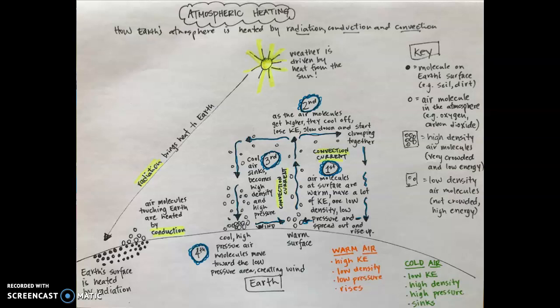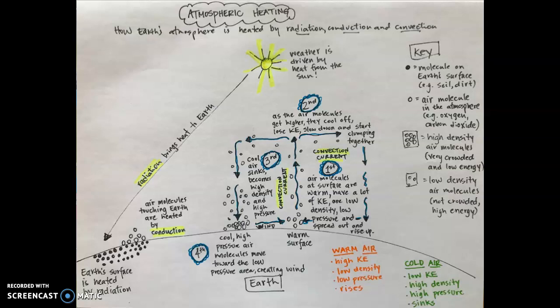Okay, so let's start with step number 1, the first step, and it's saying air molecules at Earth's surface are warm. Okay, and if you look right there in the middle of the diagram, those air molecules, the open round circles that are right close to Earth's surface, they are warmed, and they are warmed initially by conduction from the warm Earth. Okay, so they're warm, and things that are warm naturally are going to have a lot of kinetic energy. So those air molecules are moving around a whole lot. They're spreading out. They're taking up as much space as they can. So that also means that they are low density.